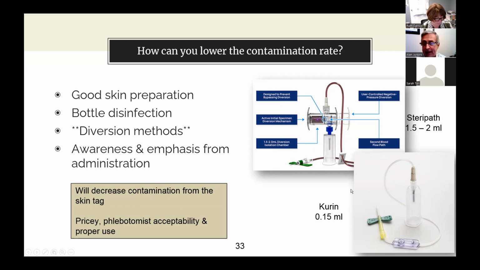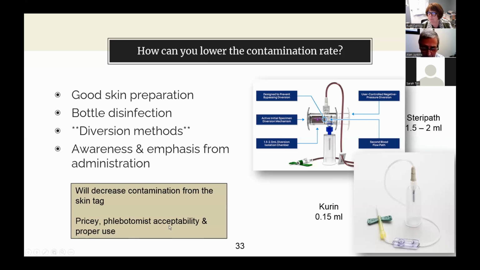The reason for that is that the idea is most of the contamination, almost all the contamination, comes from the skin tag. That's going to be that first thing that you draw in from that needle. So if you can divert the bacteria from the skin tag someplace else, they won't go in the bottle. These will decrease contamination. I have no doubt that if you start using these, you'll have lower contamination rates. The problem is they are pricey. If you do the math on it, it probably will save you money in the long run, but you have to have the investment up front to bring these in.